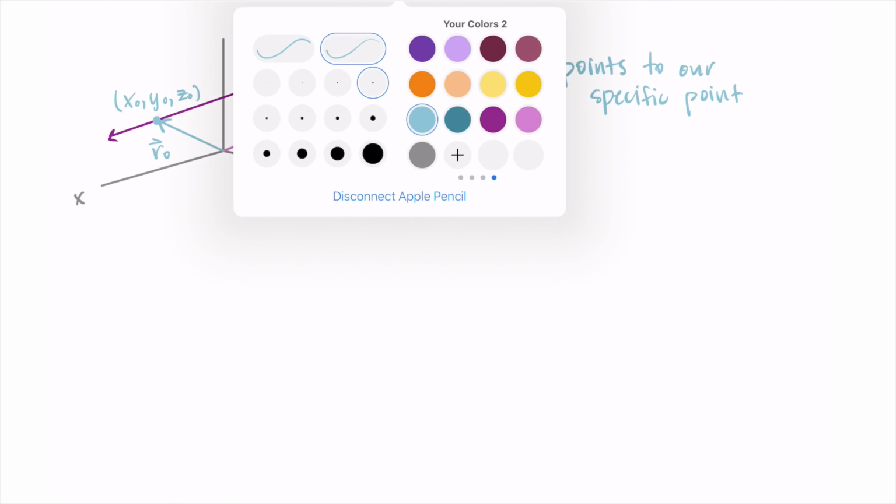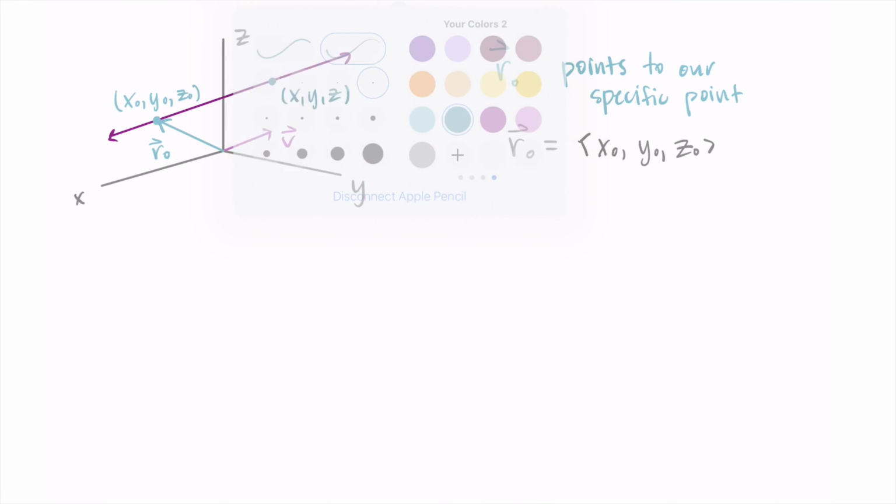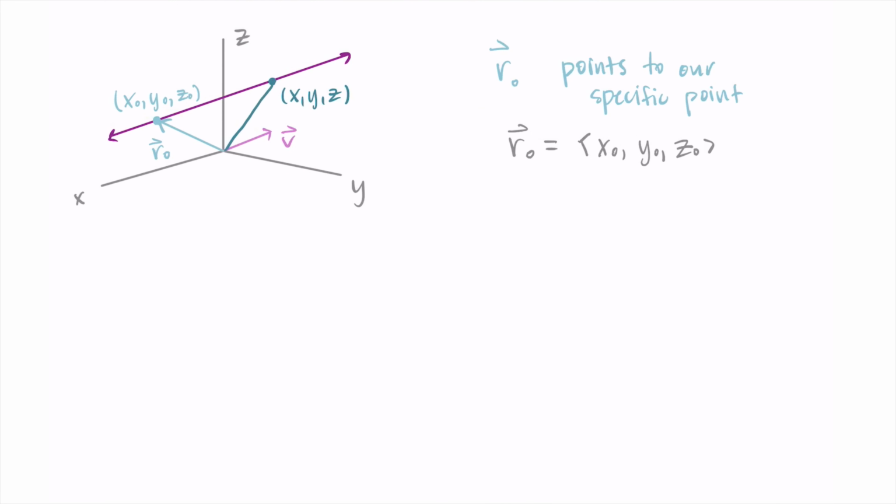And with the way it's written, because this is in standard position, the tail is at the origin. This has the form x0, y0, z0. So it just points at the point. So the vector is just those components which come from the coordinate. Then we're going to do the same thing for the arbitrary point.